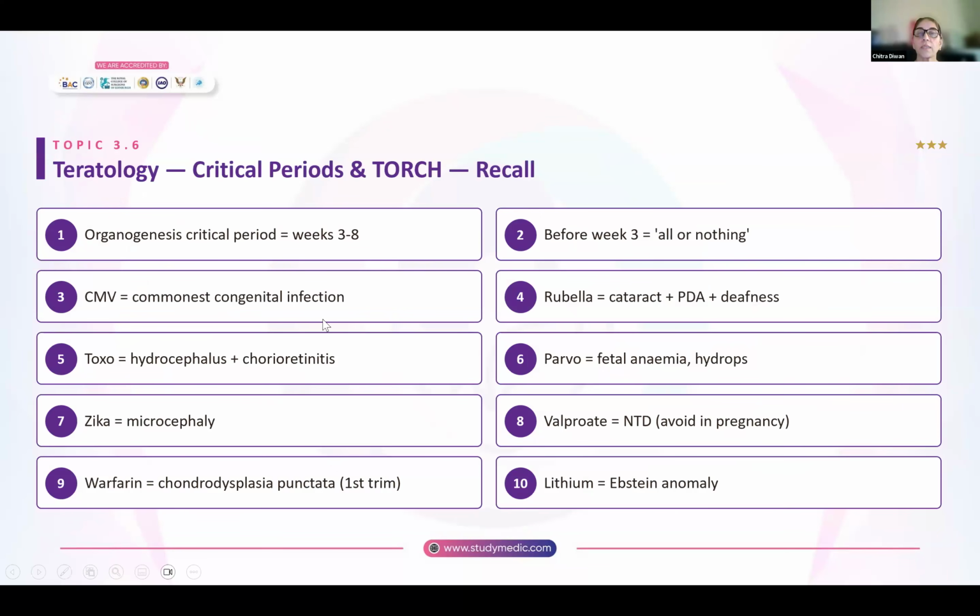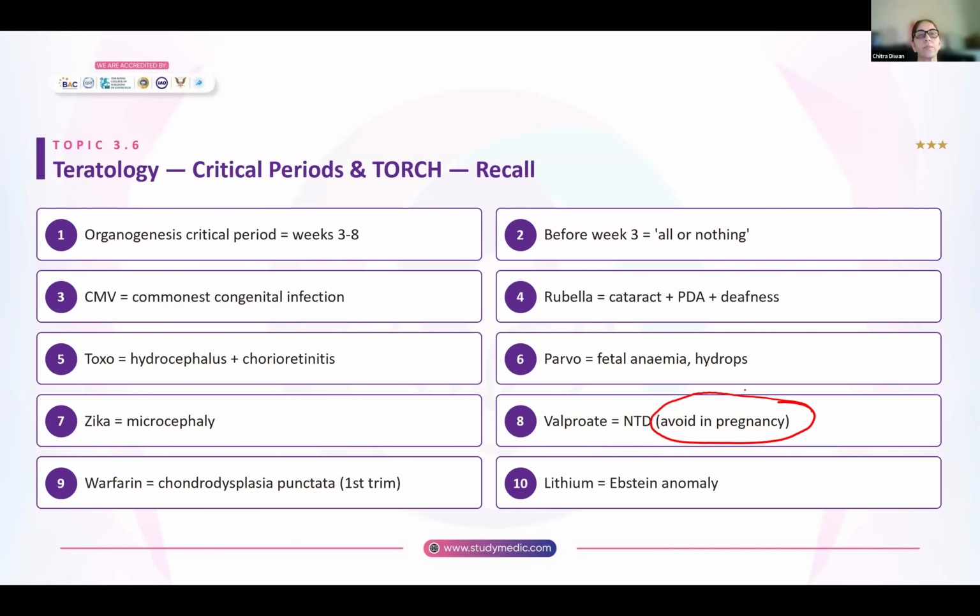CMV is the commonest congenital infection. With rubella, you can get cataract, PDA, and deafness. With toxo, there is hydrocephalus and chorioretinitis. With parvovirus, fetal anemia and hydrops, no congenital anomalies are there. Zika commonly gives rise to microcephaly. Valproate causes neural tube defects. That is why valproate is always avoided in pregnancy.